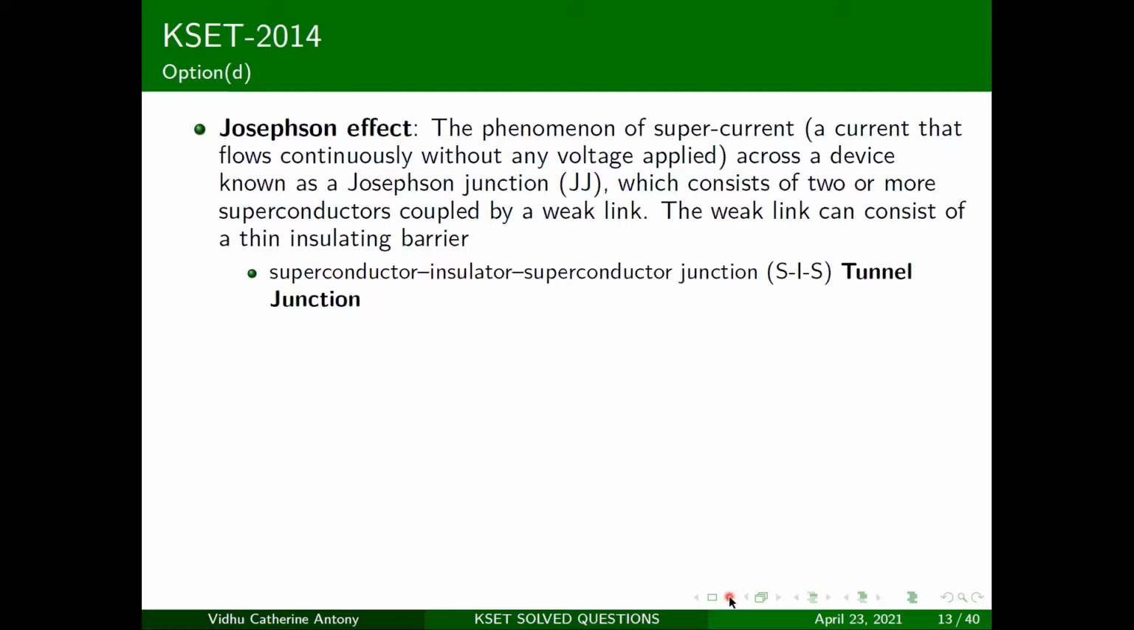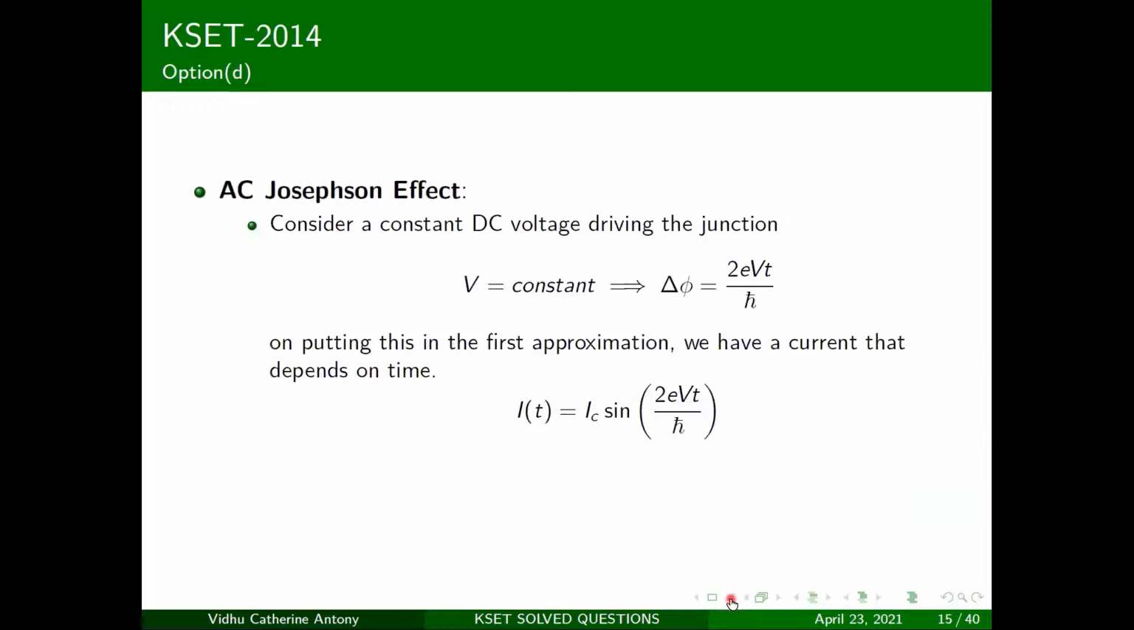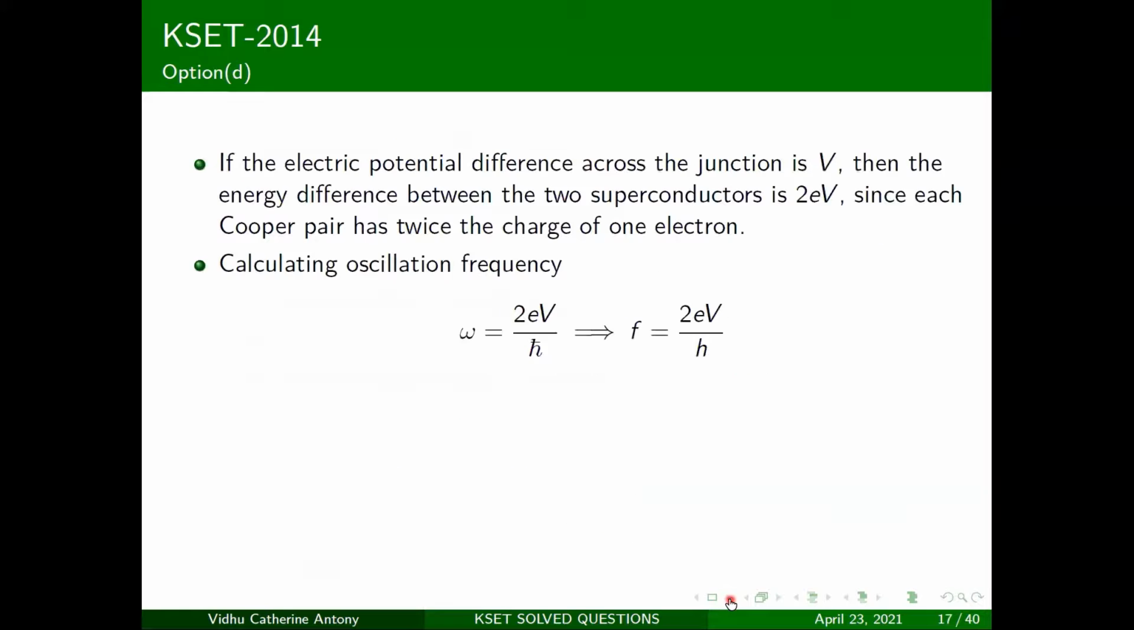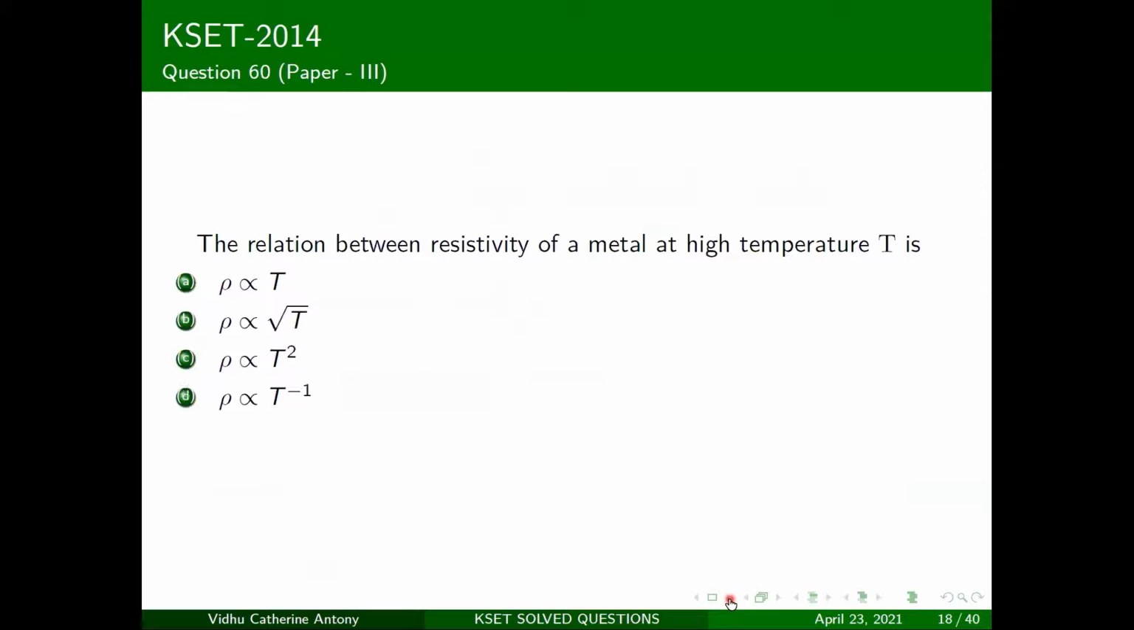So let's go to the next question. Okay, so this is quite simple. The relation between resistivity of a metal at high temperature T is what? There are a bit of specificities that you need to note down here. You're talking about a metal at high temperature. So everybody knows it's linear. It's something that we've all learned since, I don't know when, probably in middle school physics, right?